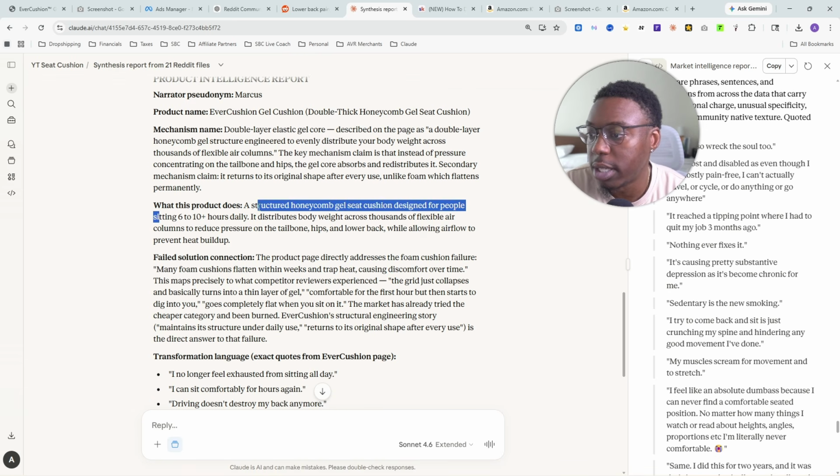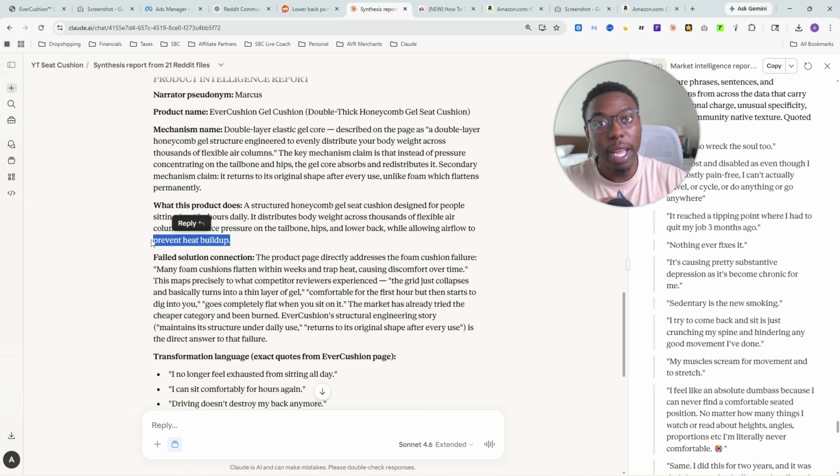So what the product does in layman terms: a structured honeycomb gel seat cushion designed for people sitting 6 to 10 plus hours a day. It distributes body weight across thousands of flexible air columns to reduce pressure on the tailbone, hips, and lower back, while allowing airflow to prevent heat buildup. So that's another thing, right? We're going to be able to leverage those things.